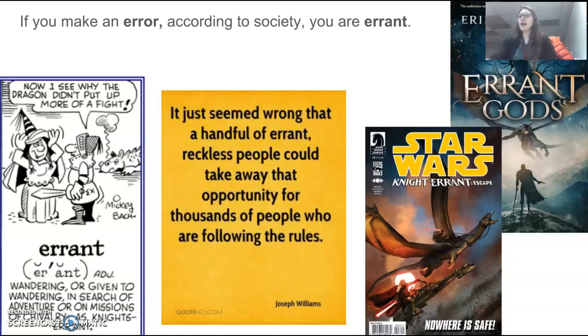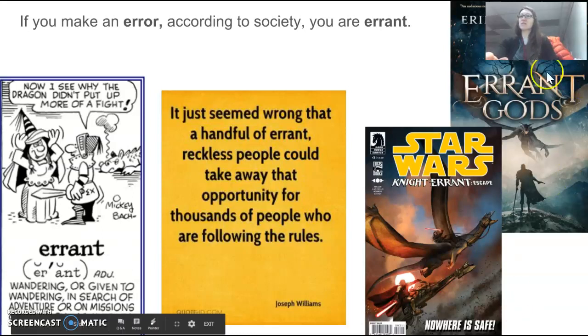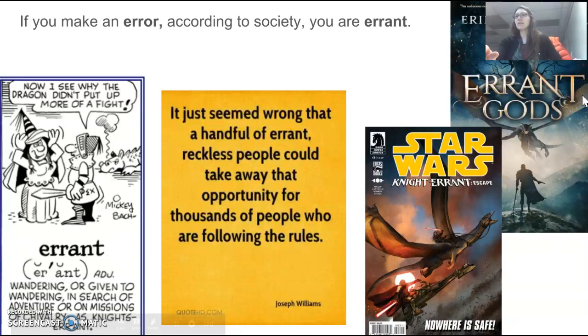So an errant god, on the far right here, that's this novel title, would be a god, a deity acting in a way outside of the way other deities or gods might behave. Star Wars, knight errant. So a knight who's behaving in ways that maybe other knights wouldn't be. So maybe more brave, more courageous, more bold.